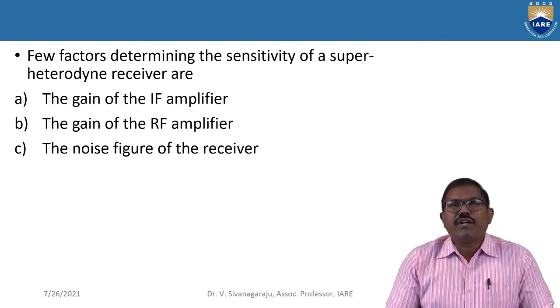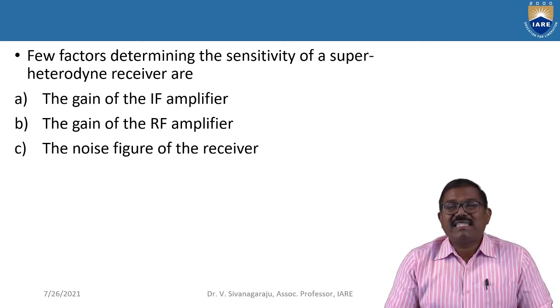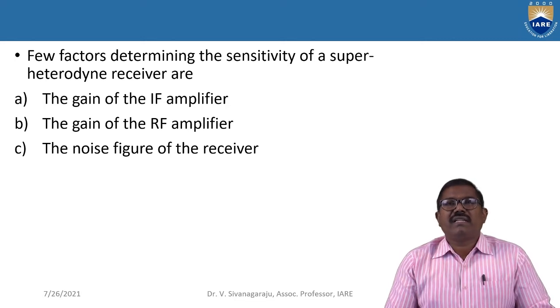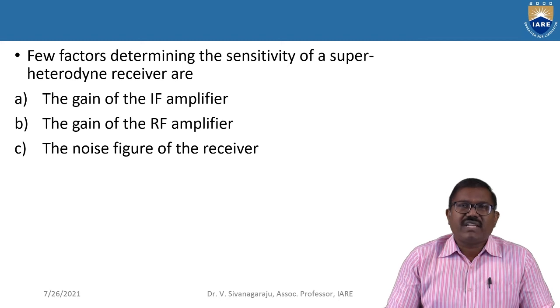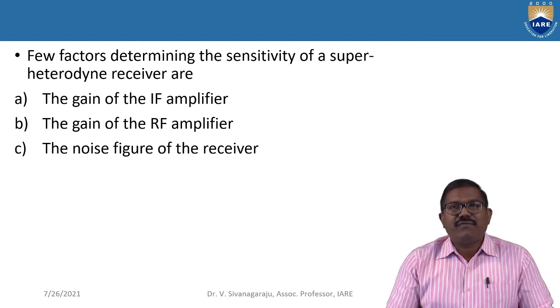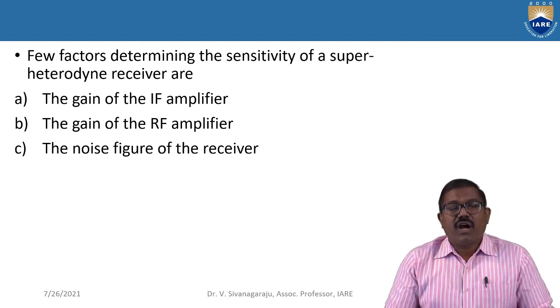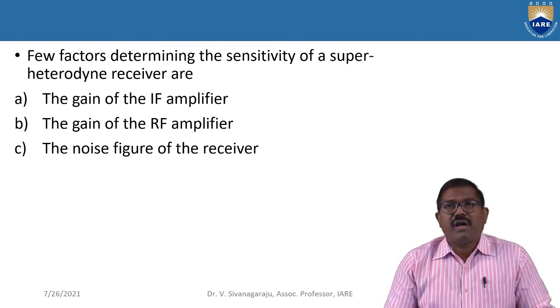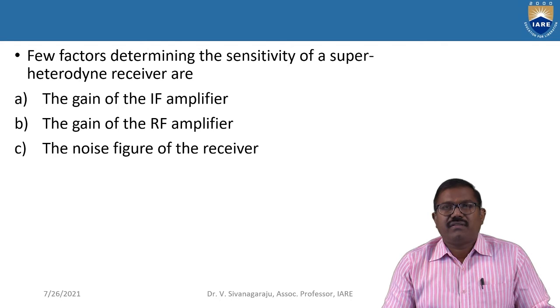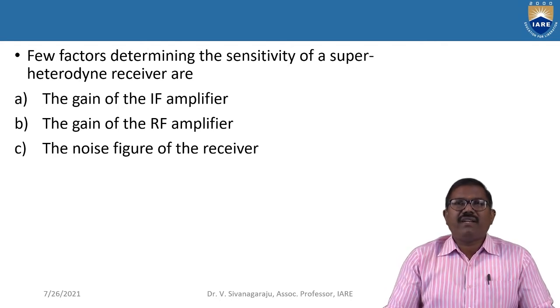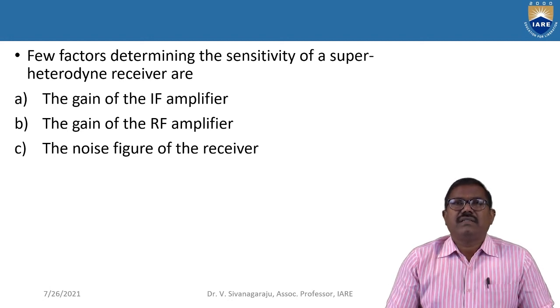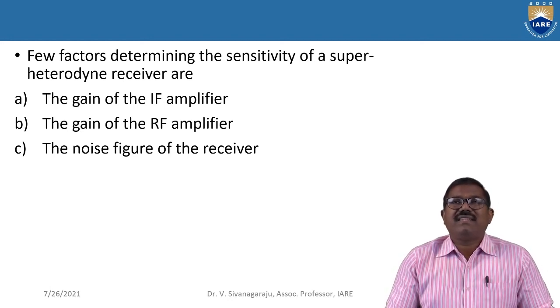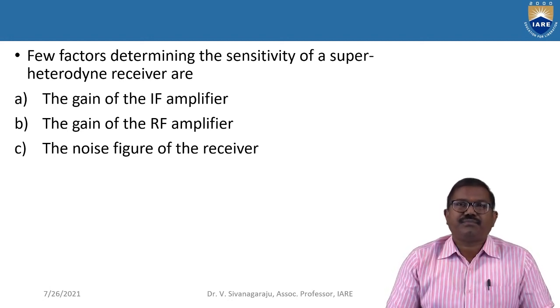So what is going to determine this sensitivity? Here we're taking a few factors. The first one is the gain of the IF amplifier. Why? Because after the RF amplifier comes the mixer, then the IF. The superheterodyne receiver has an IF amplifier, so the gain of the IF amplifier also determines the sensitivity of the receiver.